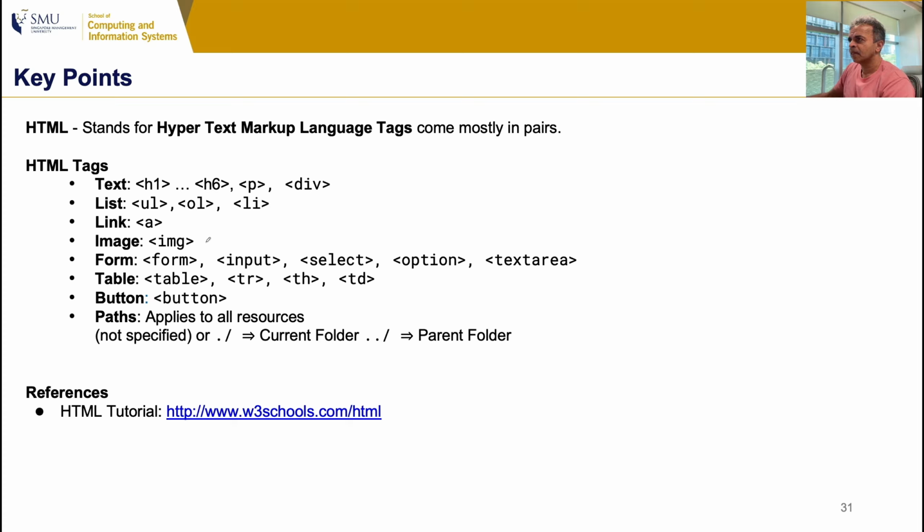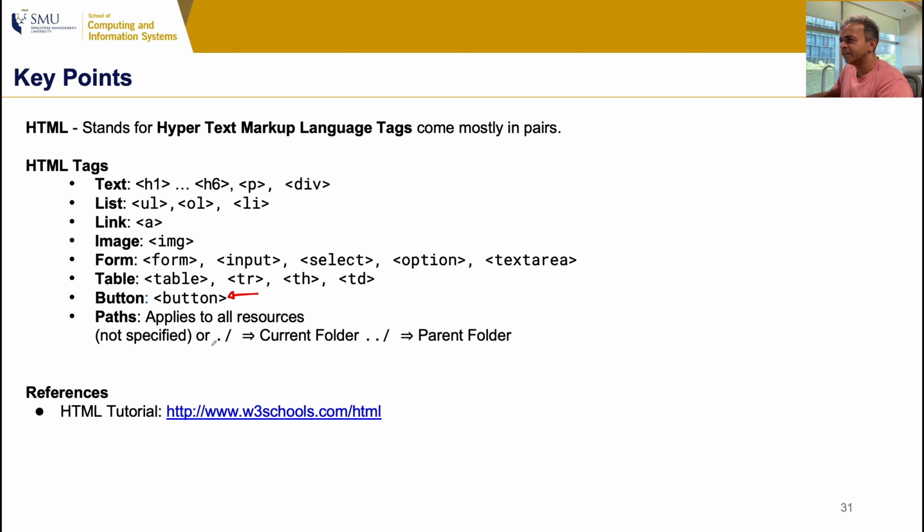Then form, the most important thing for us in this course because we are trying to send data from the front end to the back end and then deal with the data. Table, a very common thing in most web pages so that you can lay out data in a nice format. A table pair tag contains rows specified by tr, which contain cells specified by table data td, or table header th, which is identical or almost identical to table data except that they are rendered differently by the browser. Then button is the one that we will use in this course for submitting anything.